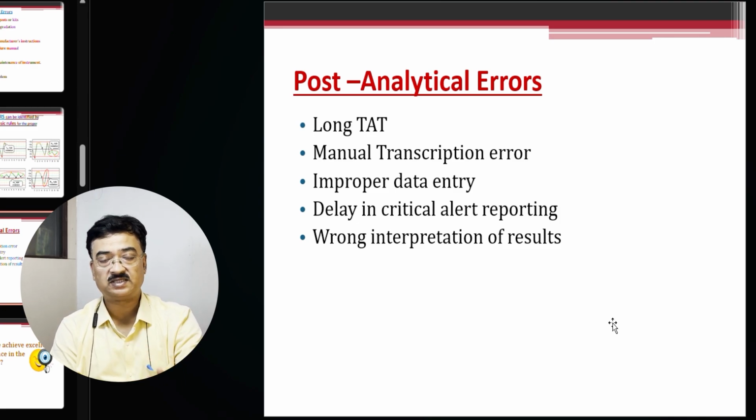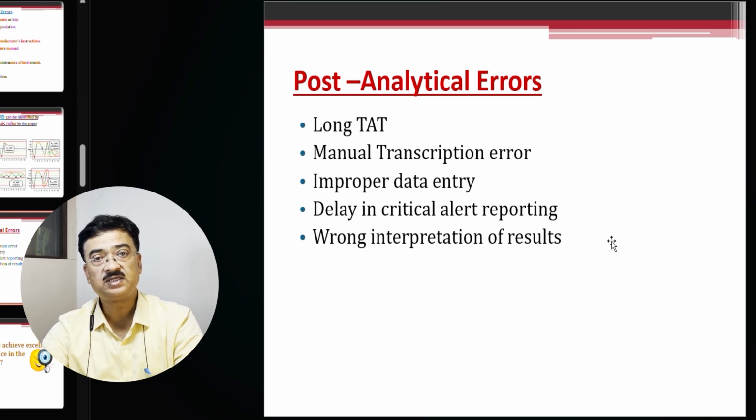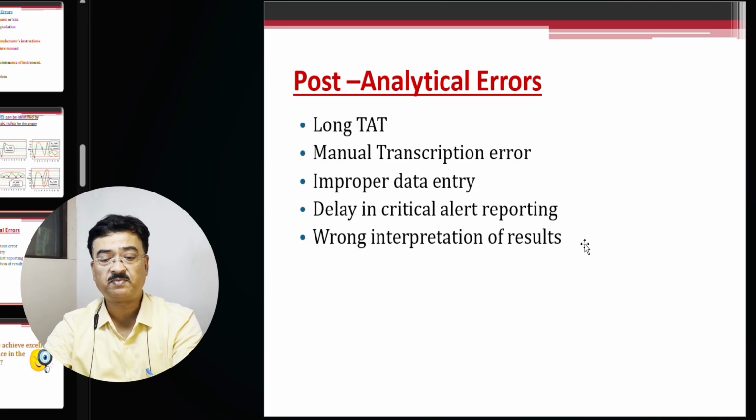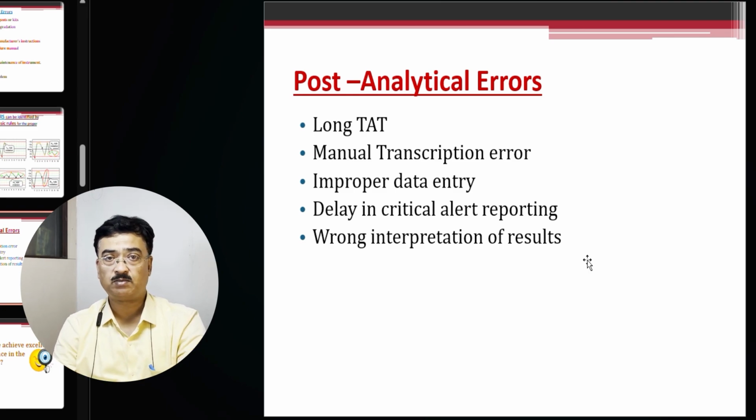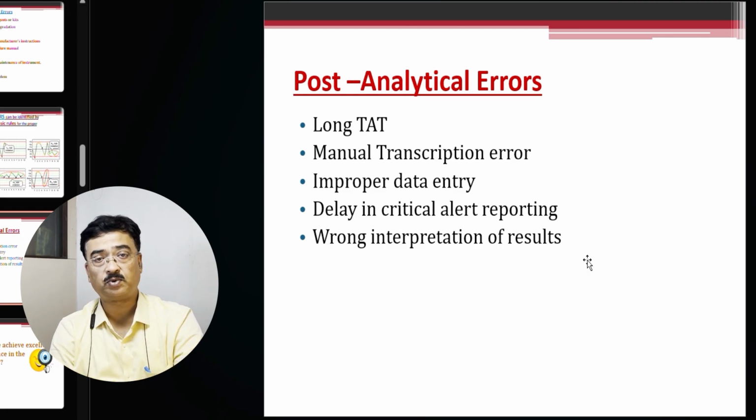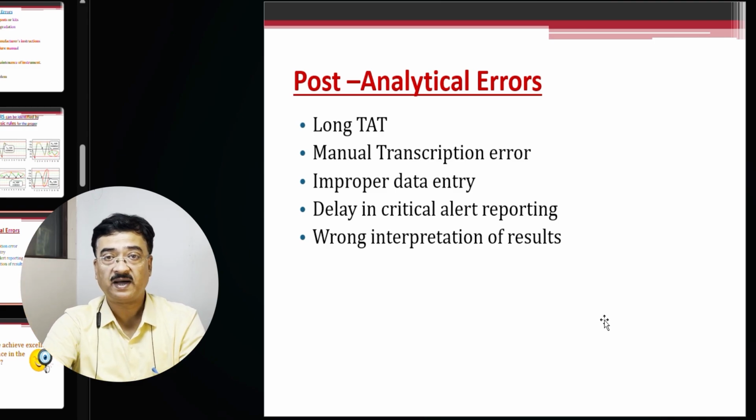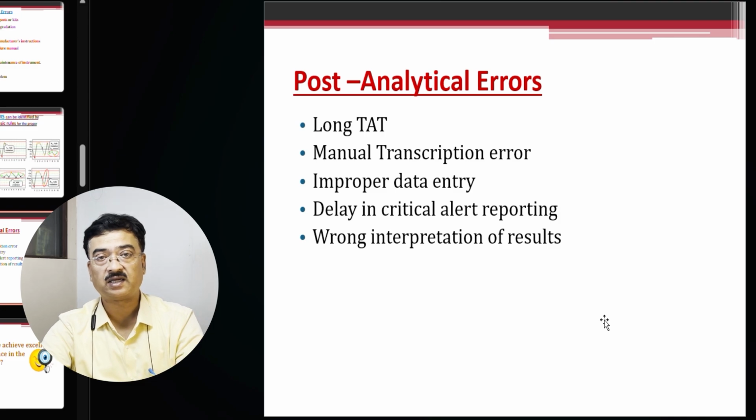Suppose, one example I'm giving. A patient has a potassium of 8. You have done it with the best of your machines, the perfect result. But it was not reported immediately. You reported it the next day morning. The sample was tested in the night. By the time you reported the result in the morning, the patient had died of cardiac arrest.